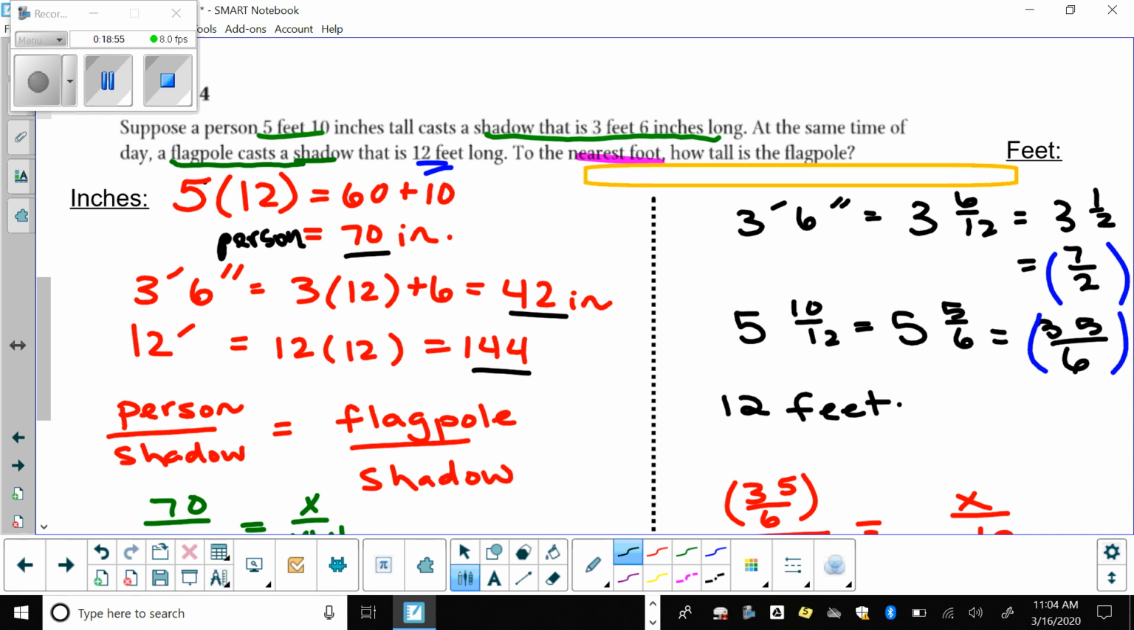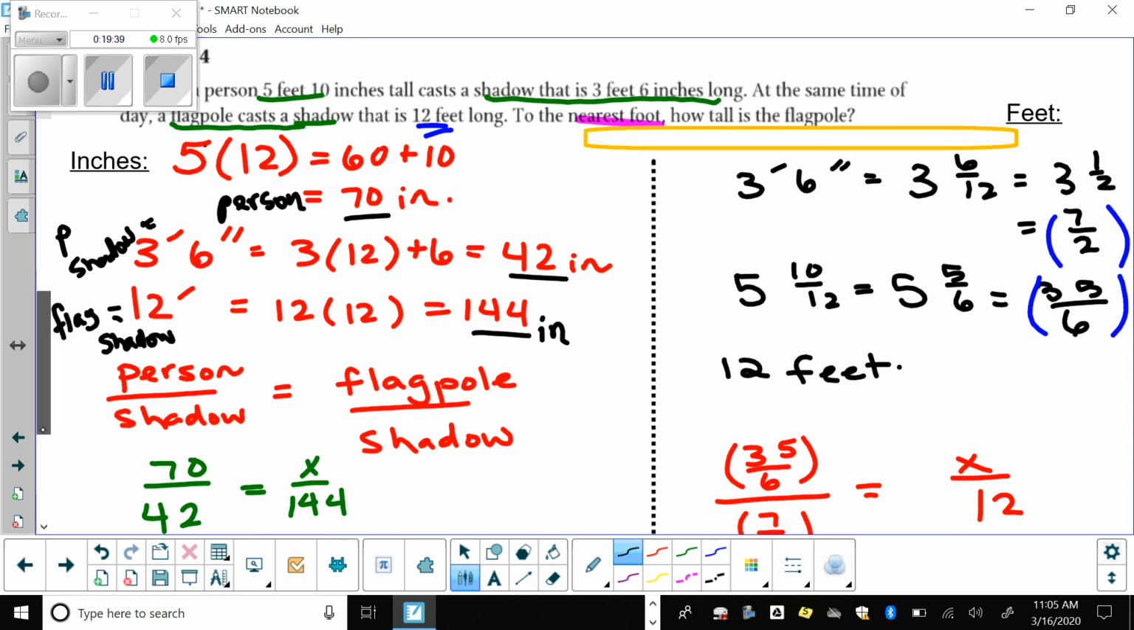The person's shadow is 3 feet 6 inches. Similarly, I did 3 times 12 plus the 6 additional inches, so the person's shadow is 42 inches. And this is for the flagpole's shadow: I get 144 inches for that.